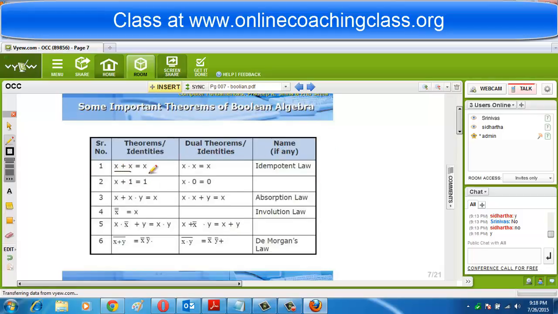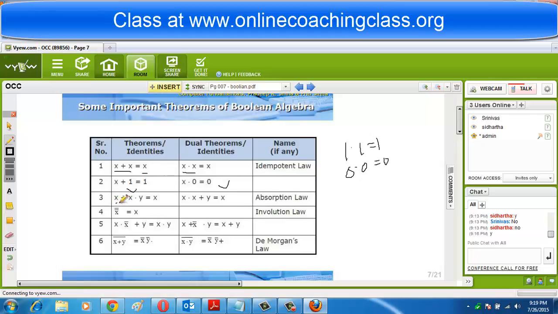See, x plus x is equal to x, we already saw the law. X dot x is x. 1 dot 1 will be 1 and 0 dot 0 will be 0. That means it is satisfied that x dot x will be x. Now, it is already shown.